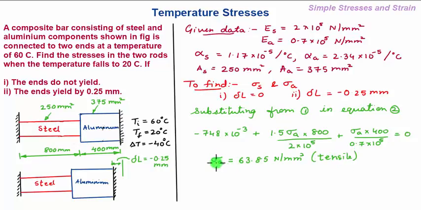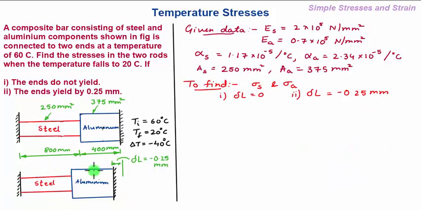Upon substituting this value in our equation 1, we get the corresponding stress in steel bar as sigma S is 1.5 into 63.85, which is nothing but 95.78 Newton per mm square. Since this is also positive, we get tensile stress. So this much is the value of stress induced in both steel and aluminum, which are tensile stresses when the ends do not yield. Now we start solving for the second case where your delta L is minus 0.25 mm.